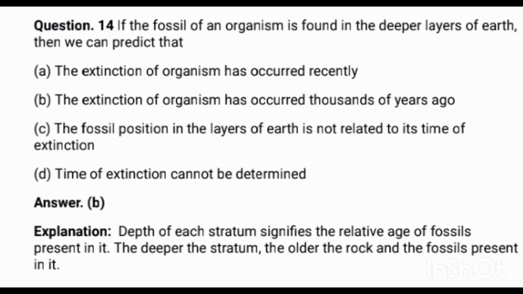Question 14. If the fossil of an organism is found in the deeper layers of Earth, then we can predict that. Answer: B. The extinction of organism has occurred thousands of years ago. Explanation: depth of each stratum signifies the relative age of fossils present in it. The deeper the stratum, the older the rock and the fossils present in it.